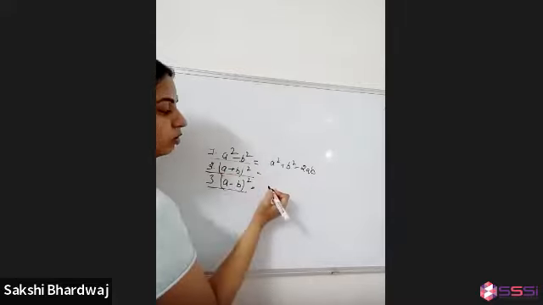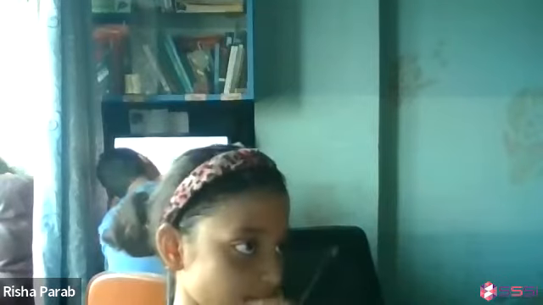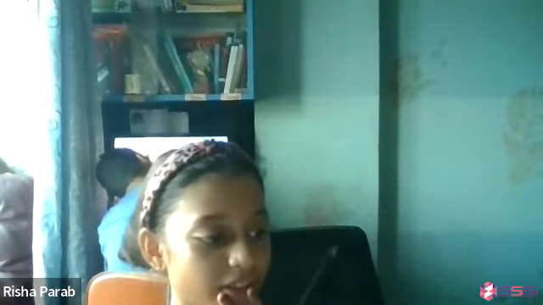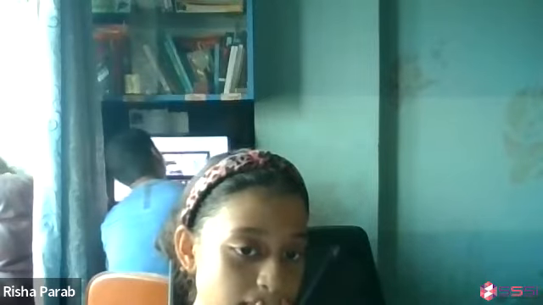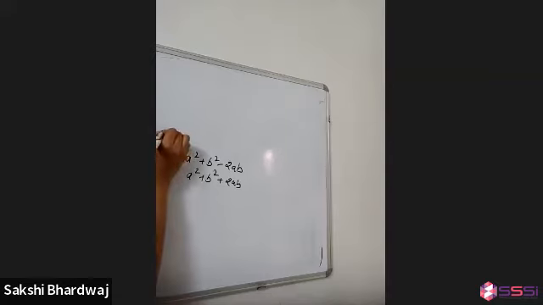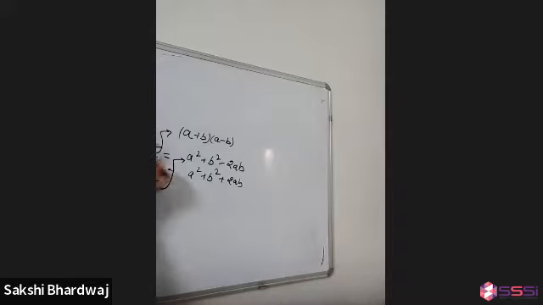And what is a plus b whole square? A square plus b square plus 2ab. What is a minus b whole square? That is equal to a square plus b square minus 2ab. Right? And a square minus b square is a plus b multiplied by a minus b. Okay? Do not get confused between the whole square and the square of a single term.